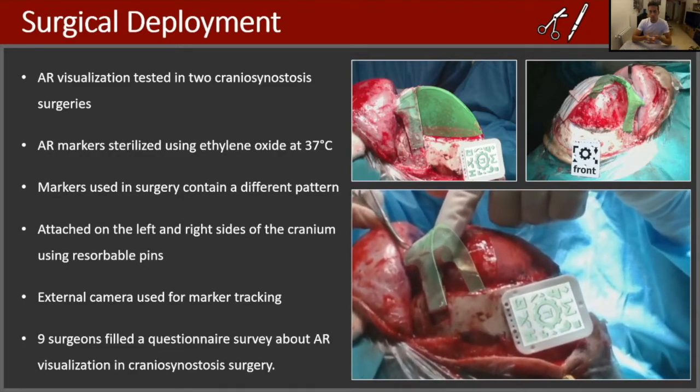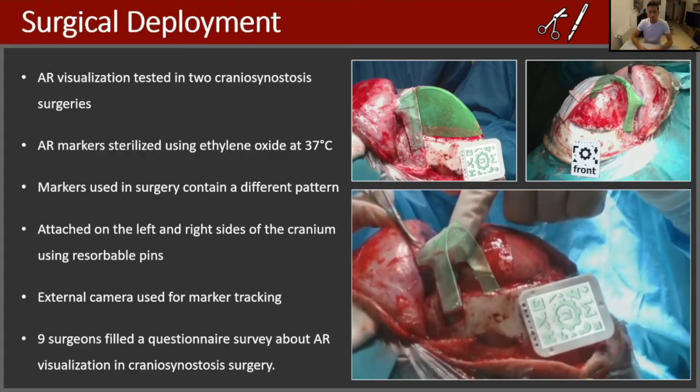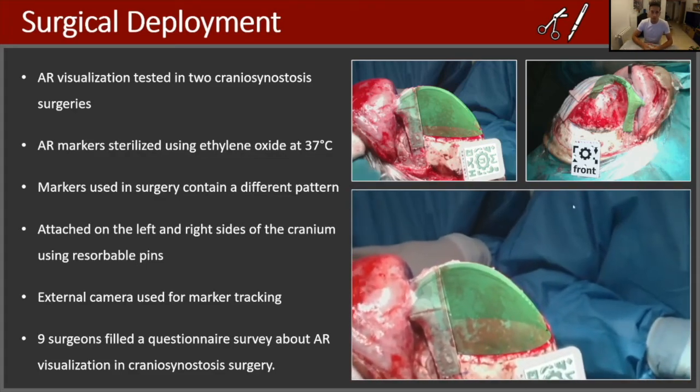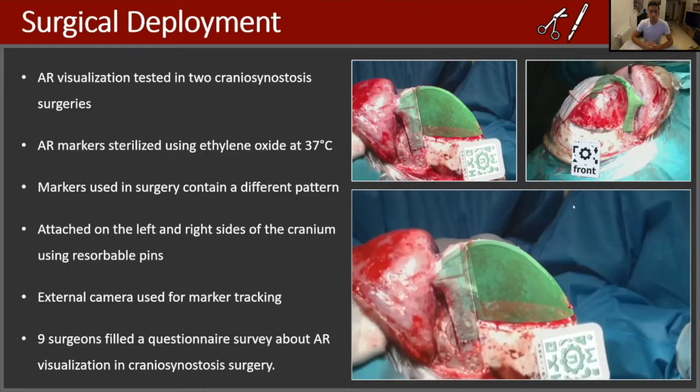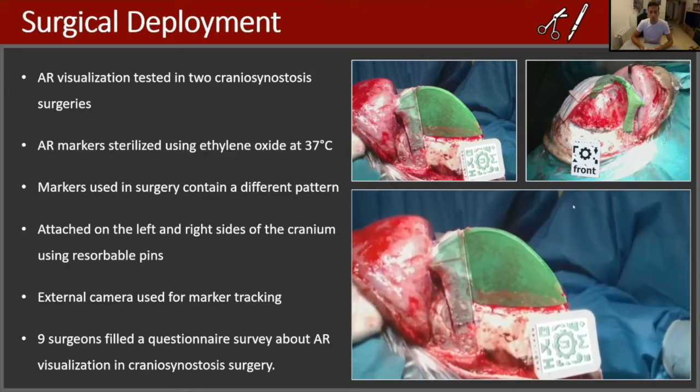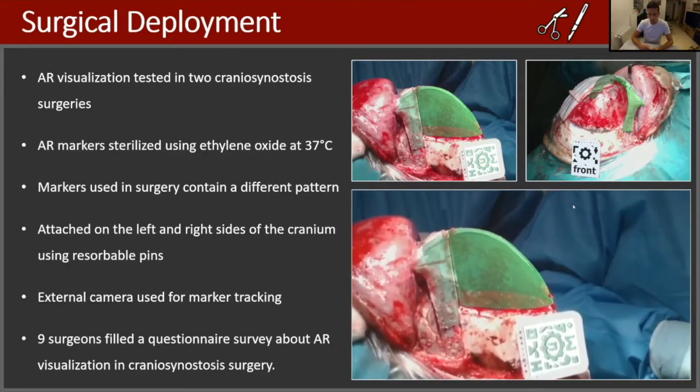In order to evaluate the performance of our system in the operating room, we asked 9 specialized craniofacial surgeons to fill an anonymous questionnaire survey about the augmented reality visualization in craniosynostosis surgery.